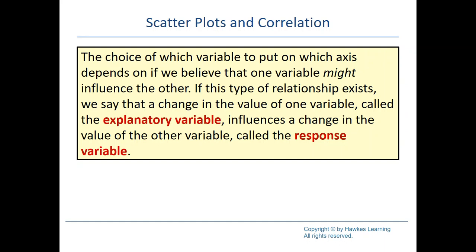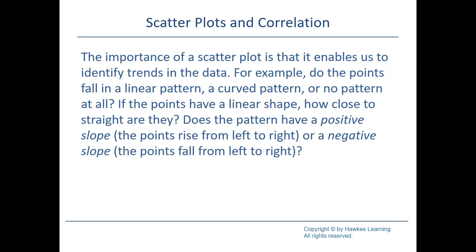It's important to note that a scatter plot allows us to identify types of trends that happen. For example, do all these points fall in maybe a linear pattern? Or maybe they fall in a bit of a curve pattern? Or maybe there's just no pattern at all. Now, if the points do have a linear shape, and that's what we're going to focus on right now, how close to a straight line are they?